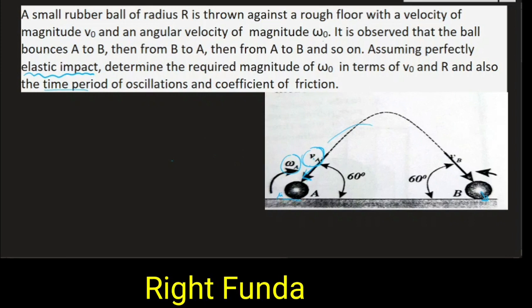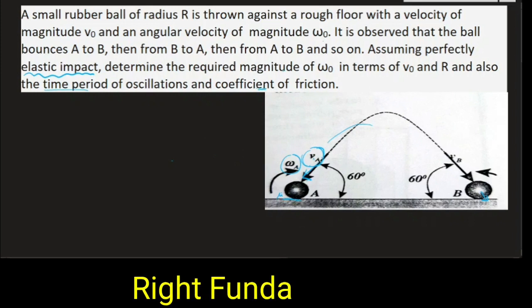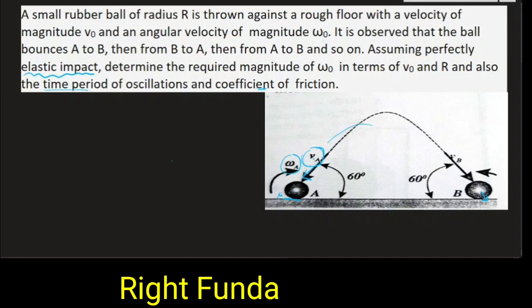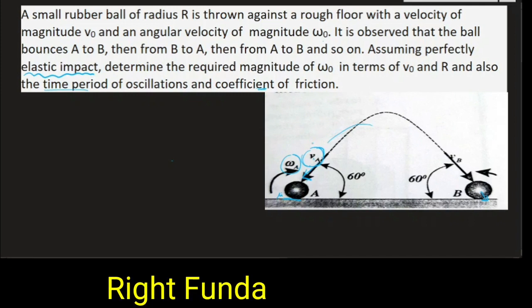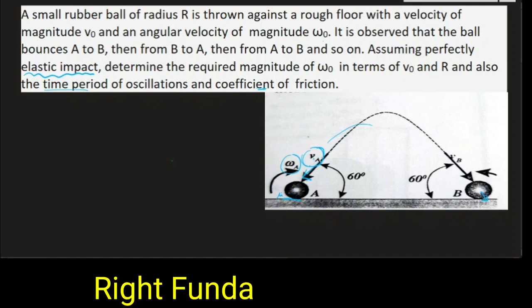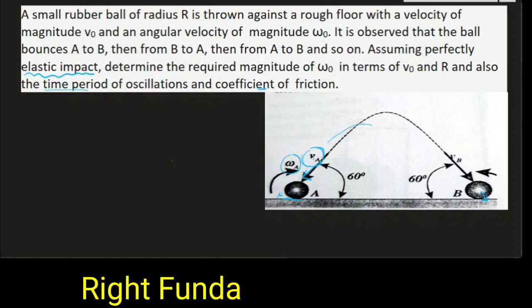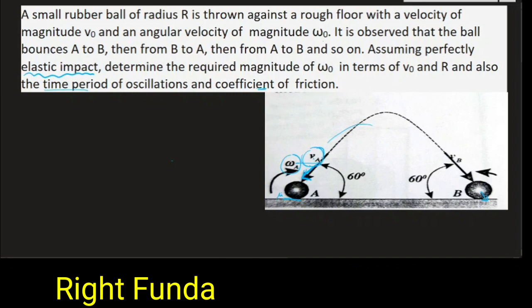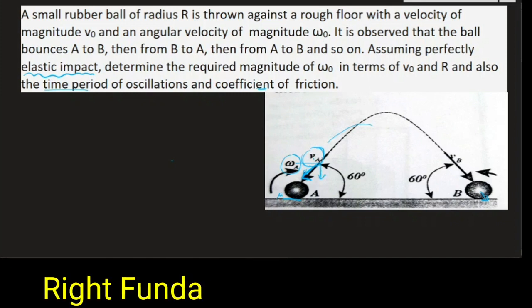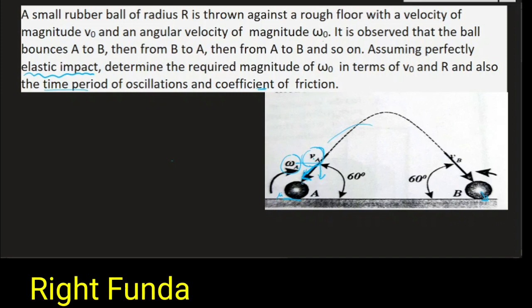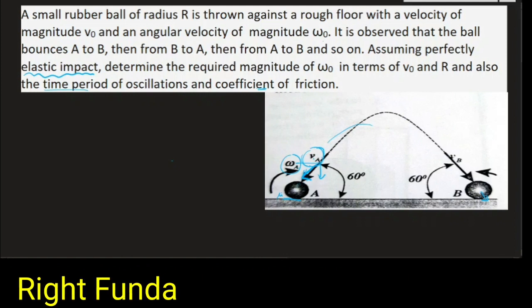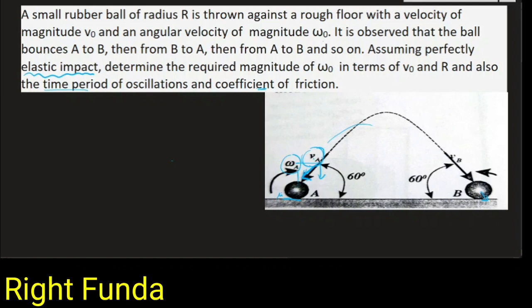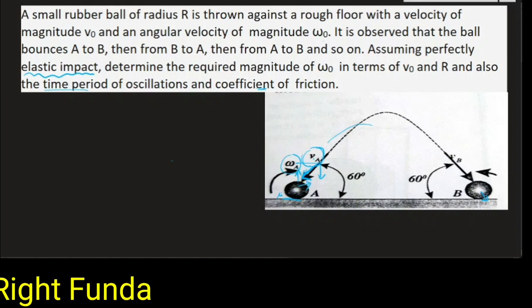Third, the rough surface is there. That's why the coefficient of friction is given, since it is a rough surface. So what must be happening? Number one, this ball has some velocity V0, with some horizontal velocity, and it has some vertical component of velocity downward. Just after the collision, the velocity must reverse in the vertical direction, and there will be some vertical and some horizontal component.